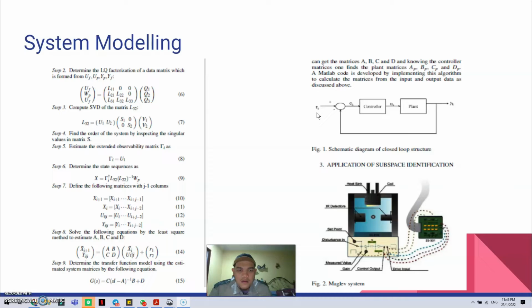After we get the transfer function, we can look here. This is the closed loop system of magnetic levitation. We have input, controller, plant, output, and feedback. The feedback is unity feedback, and this is the application of subspace identification. This diagram is the application of subspace identification that has been discussed in this research.